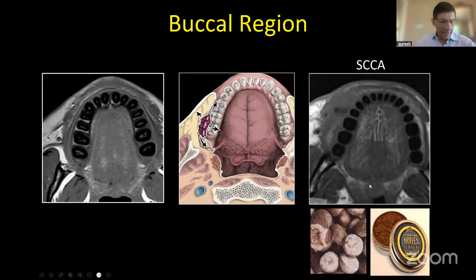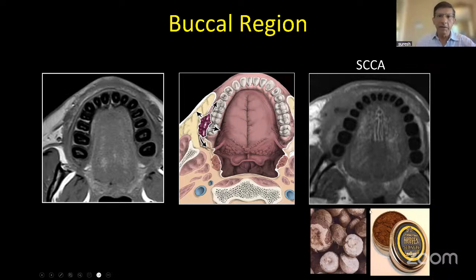Now, in the United States, what predisposes us to squamous cell carcinomas in this specific region is that many times in the US, we have people that dip snuff. So you take a little bit of this snuff, you put it between your cheek and your gum, and the direct toxicity of the snuff can result in squamous cell carcinomas arising from this area.